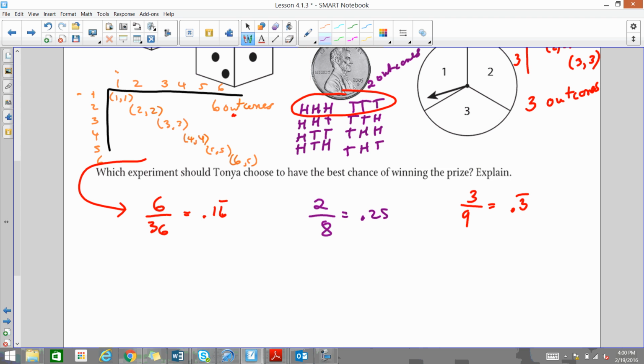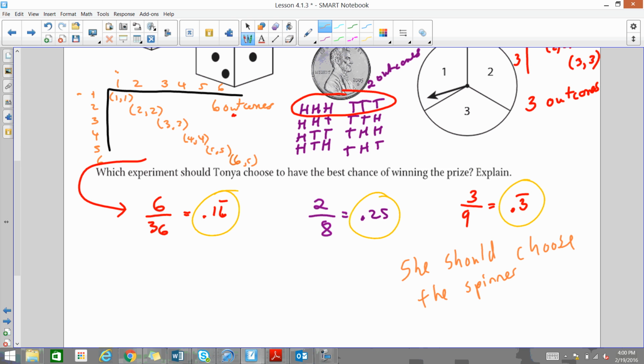Holy cow, if I look at these answers, 0.16 repeated, 0.25, and 0.3 repeated, which experiment should she choose to have the best chance of winning? She should choose, drum roll please, the spinners. Because the spinners are the best. The spinners give you the best odds of 0.3 repeated. The next step would be flipping a coin and then lastly rolling a die.